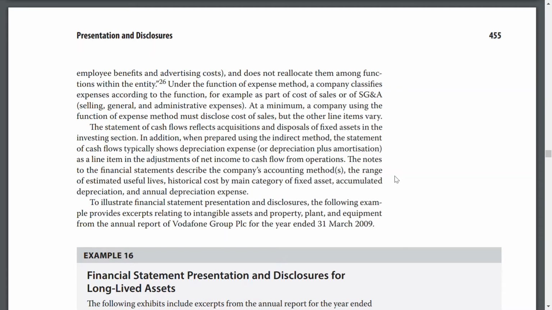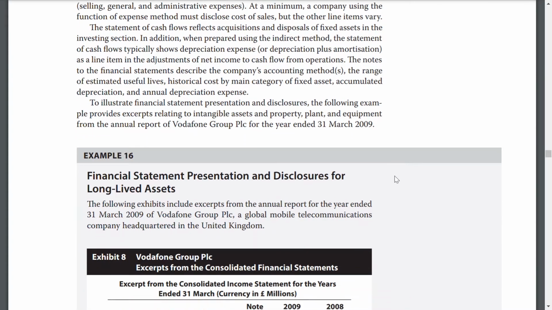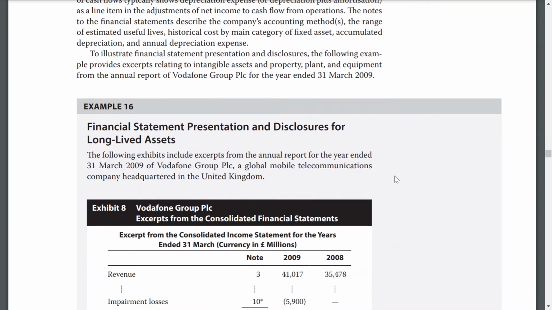To illustrate financial statement presentation and disclosure, the following example provides excerpts relating to the intangible assets and property, plant, and equipment for Vodafone Group for the year 2009.